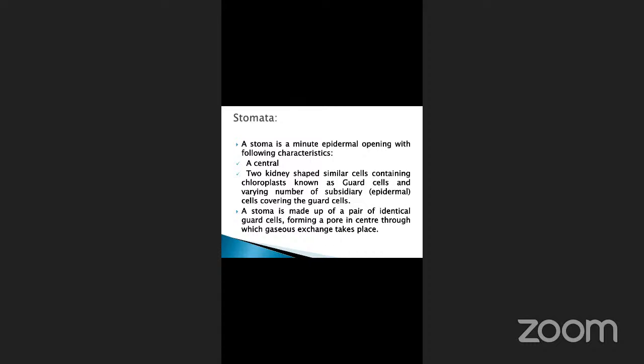Distribution of stomata. On the basis of stomatal distribution, there are three types or three categories. First one is amphistomatic, hypostomatic, and epistomatic. Amphi means both. Stomata present on both surfaces of the leaf. That is the amphistomatic condition.